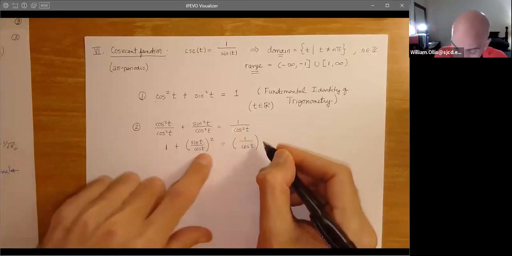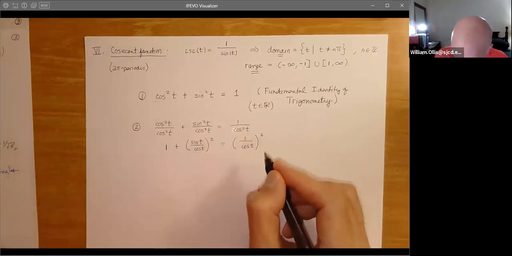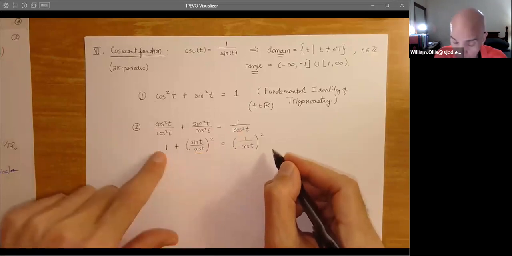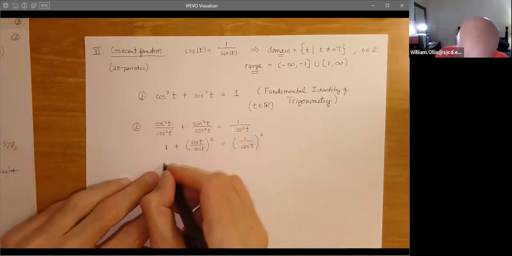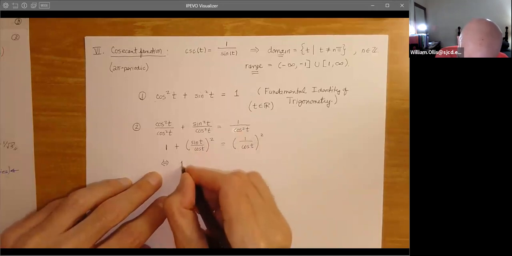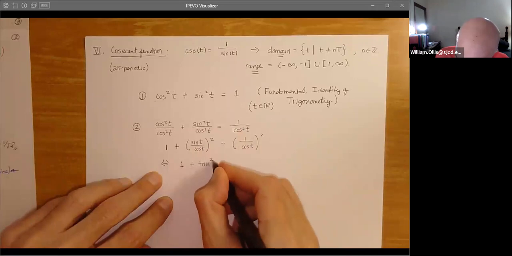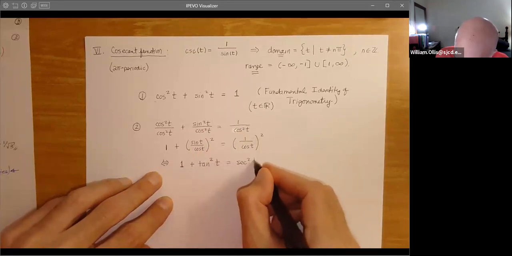Again, being a little less formal with the arguments, without the parentheses squared. But now we just know that sine over cosine is tangent, so we get tangent squared, and 1 over cosine is secant, so we get secant squared. So equivalently, 1 plus tangent squared t equals secant squared t.